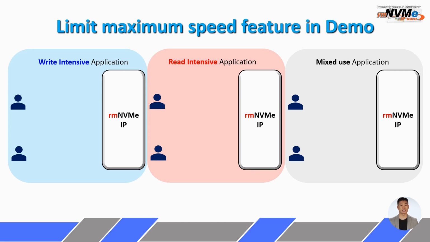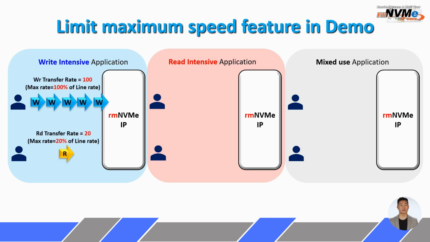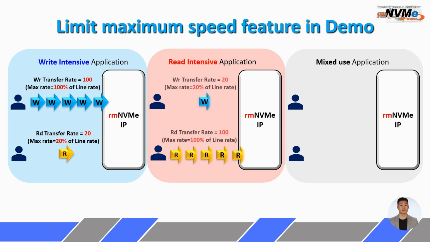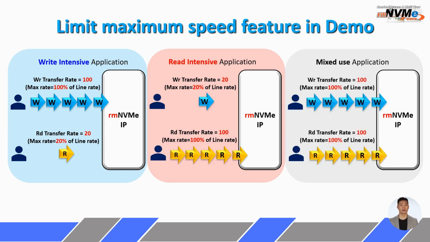For evaluating SSD performance in write-intensive, read-intensive, or mixed-use applications, the transfer rate is adjusted on the write and read interface. In write-intensive apps, the write transfer rate is set to 100%, while a lower rate, such as 20%, is set for reading to limit the read workload. For read-intensive apps, the read transfer rate is set to 100% for optimal performance and the write rate to a lower value such as 20%. Both write and read transfer rates are set to 100% for mixed-use apps to achieve maximum performance.